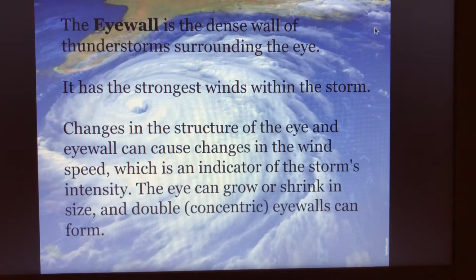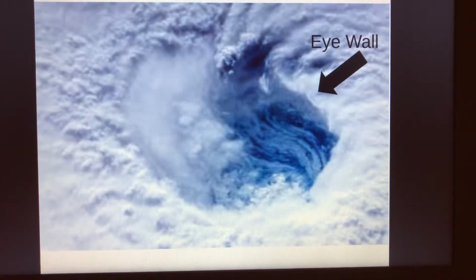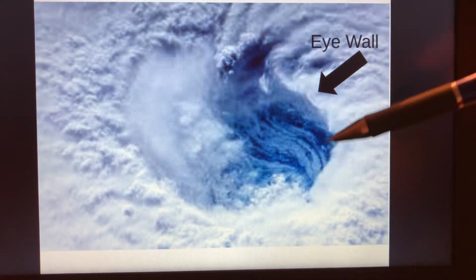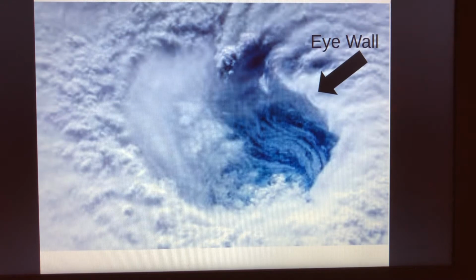Now, the eye wall is the wall of thunderstorms that surround that eye. That's where the strongest winds of any hurricane are located. And the eye and the eye wall can change as they move. So they can get bigger, they can get smaller, and sometimes you can even get double eye walls. So this is what the eye wall looked like in Hurricane Francis. You can see this is a pretty intense band of thunderstorms right here.